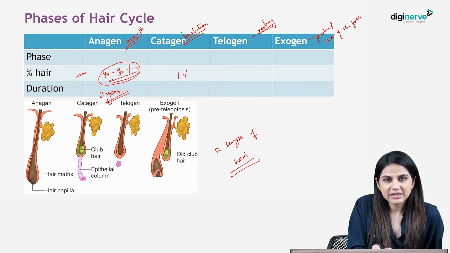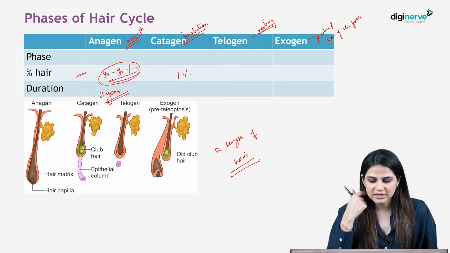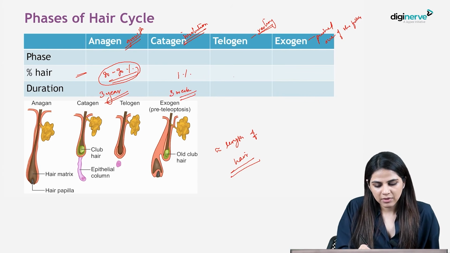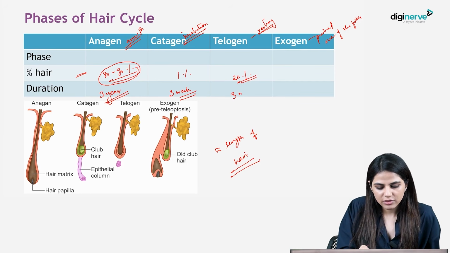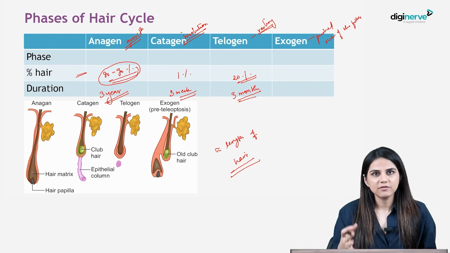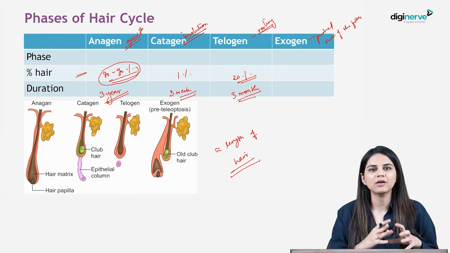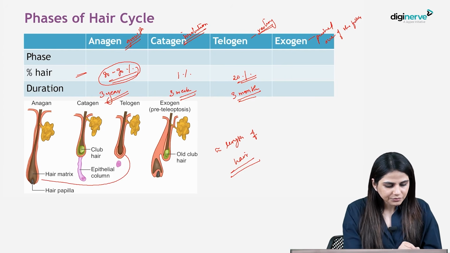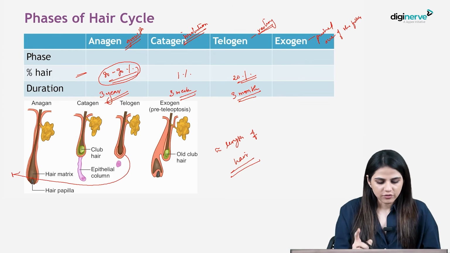Approximately 1% hair is in the involution phase, and the duration of catagen is 3 weeks. And the remaining 20% is in the telogen phase, and the duration is 3 months. So in the resting phase, the follicle is resting in the telogen phase, accumulating all the nutrients that it requires to grow in the anagen phase.